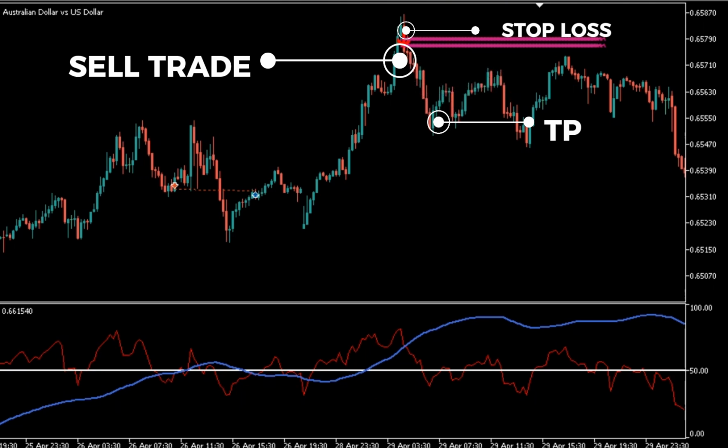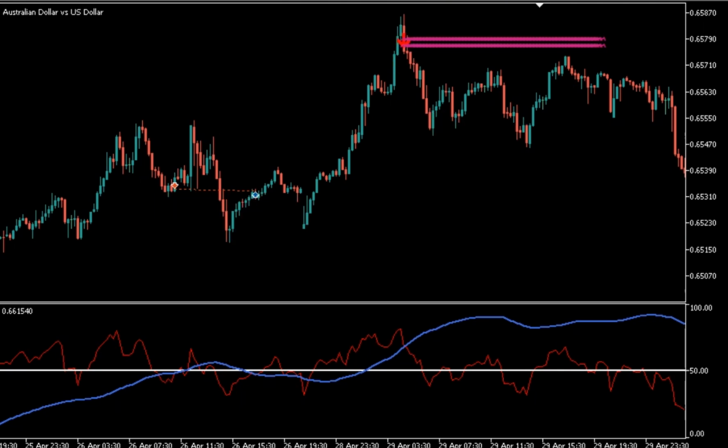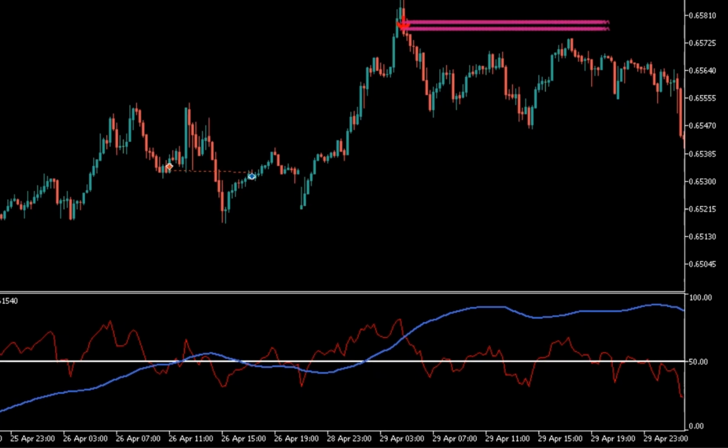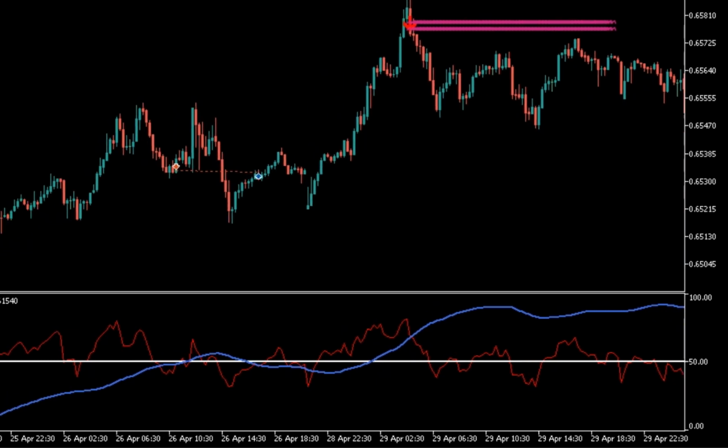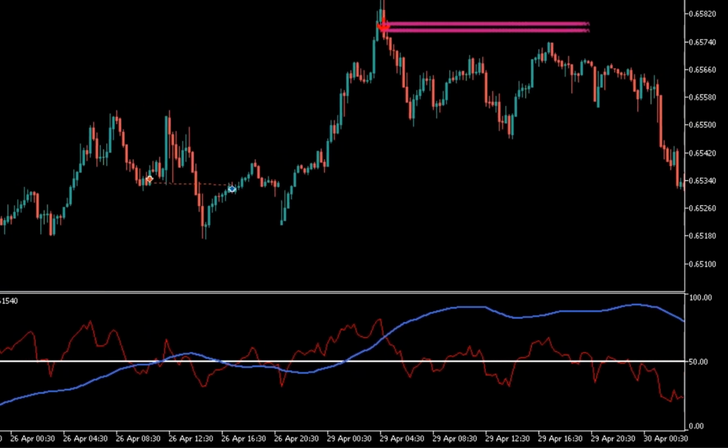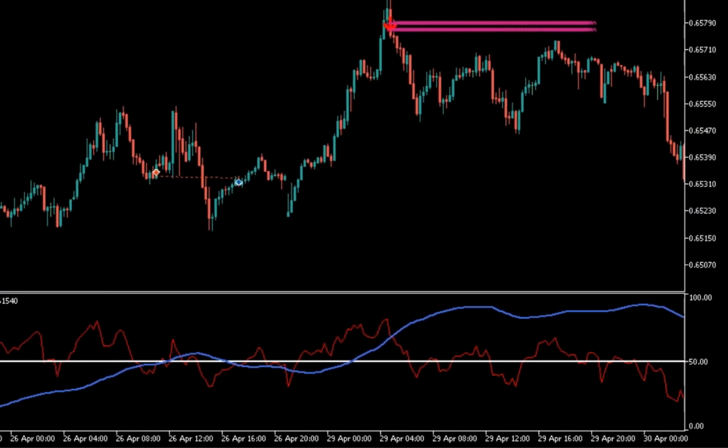Guys, using these indicators for scalping is very easy to understand and very easy to master. So guys, go ahead to backtest, forward test this strategy and see how powerful and helpful it can be in changing your trading game. As always, invest safe.